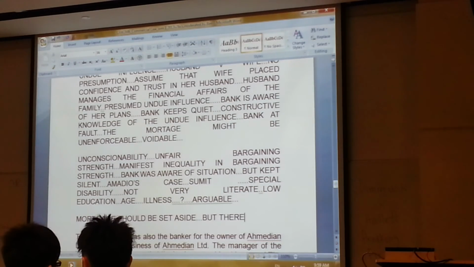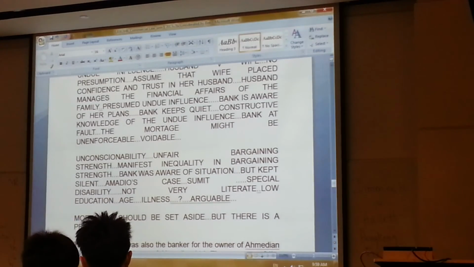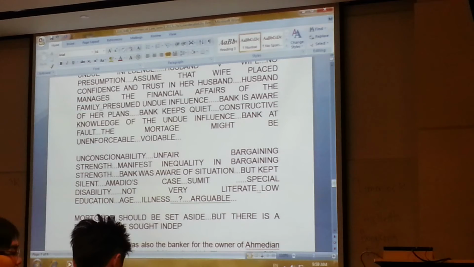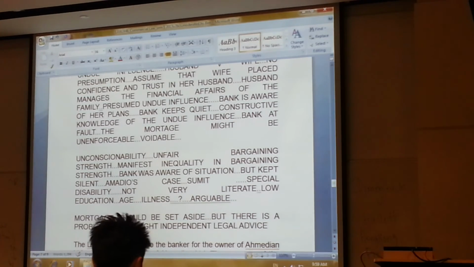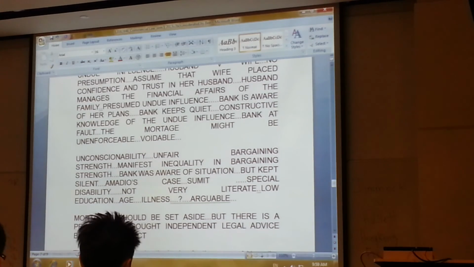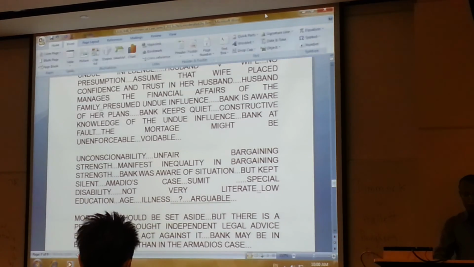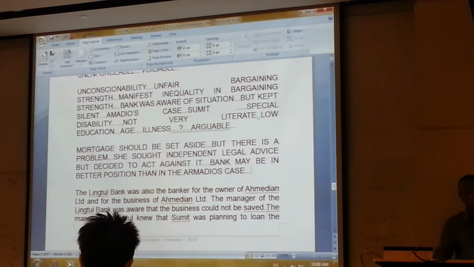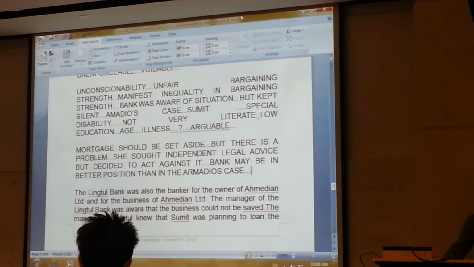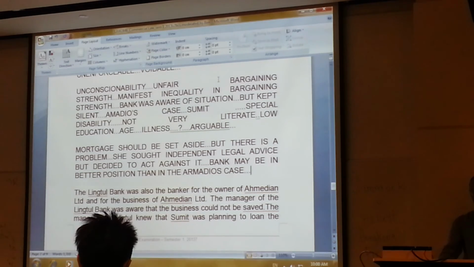But there is a problem here. She sought independent legal advice, but decided to act against it. So the bank may be in a better position than in the Amadio case. Because this is a major difference. In Amadio's case, they did not seek legal advice. But here, she sought the legal advice and yet decided to act against it. This is her problem. Okay.